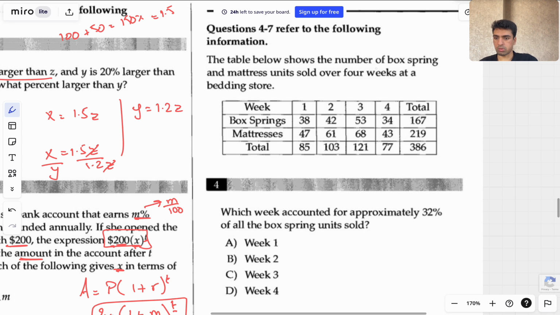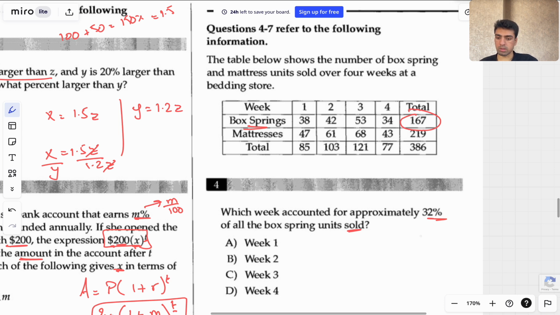So the table below shows the number of box spring and mattresses units sold over 4 weeks at a bedding store. Which week accounted for approximately 32% of all box spring units sold? So we need 32% of all box springs. So total box springs is 167, that's the total. We need to find which one is 32% of that, which week.